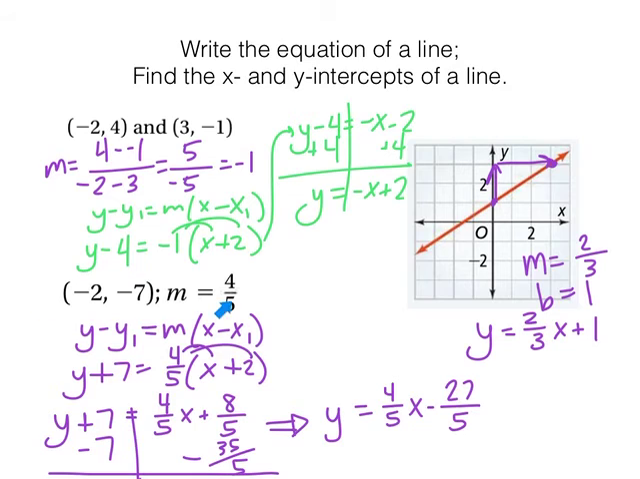On the second one, I already had the slope. So I could very easily go through and plug in point-slope form, plug in the values I have to point-slope form.